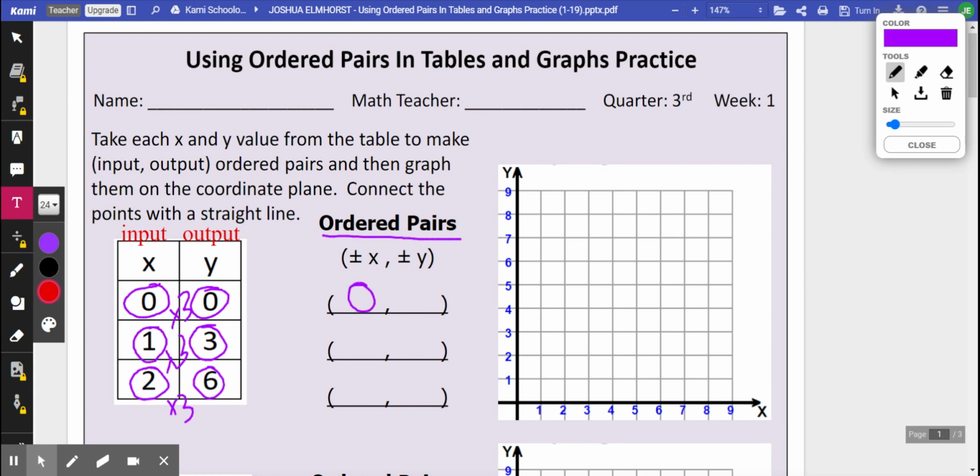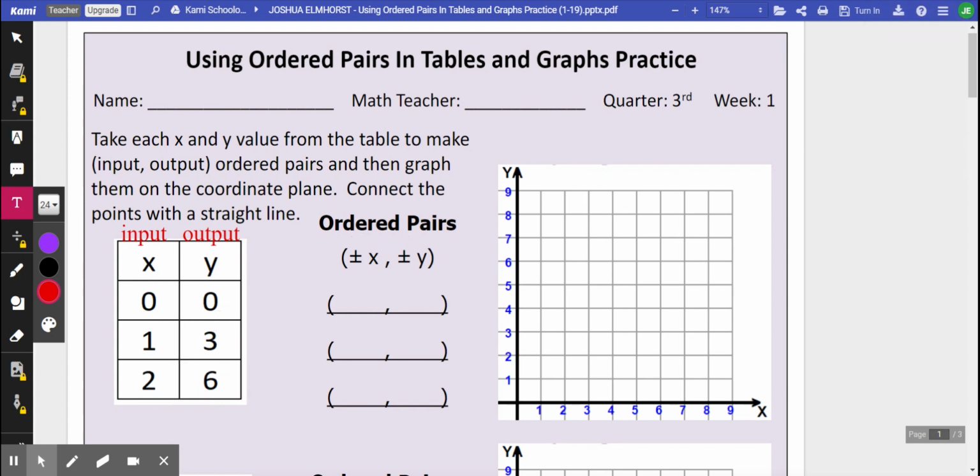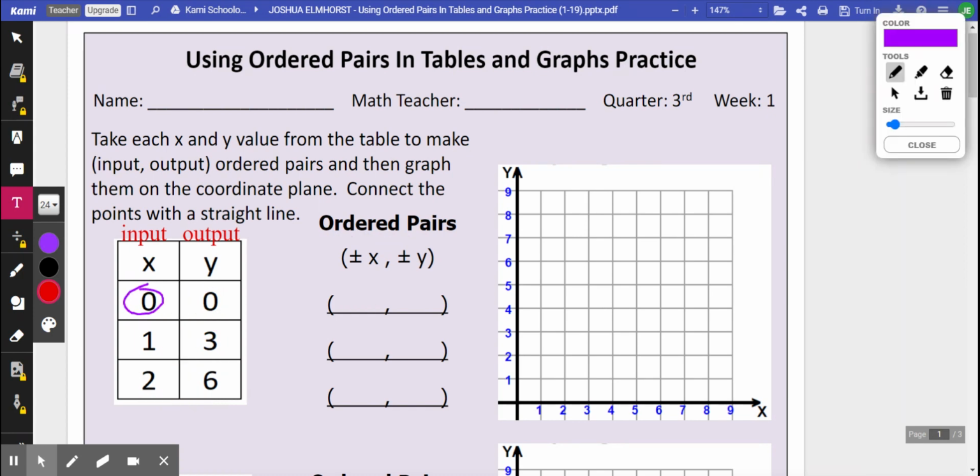So when x is 0, y is 0 in this table. And we go over to the graph, that point, when x is 0, y is 0. We're going to come down here to 0, 0, and then we're just going to place a solid circle. And that's just graphing the first point that is in this table.